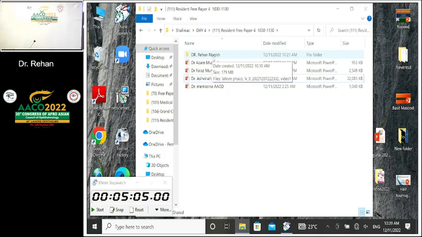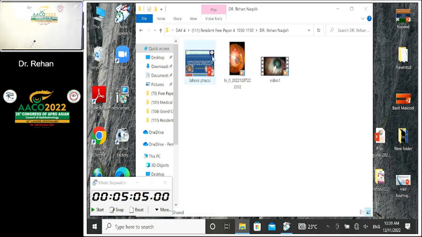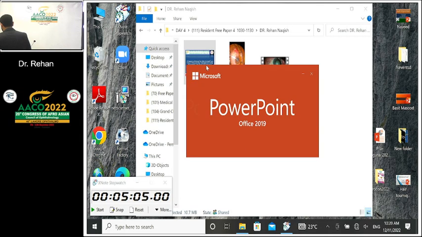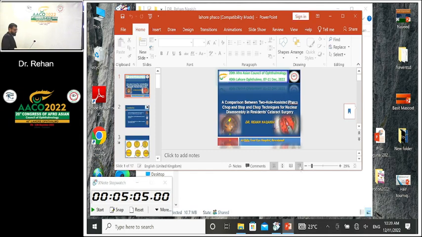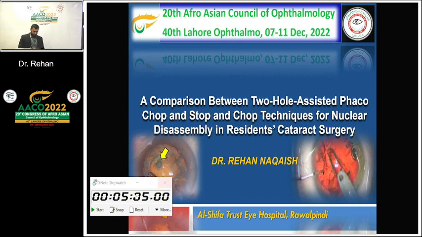Dr. Rehan Nikash will come for his talk on comparison of two-hole assisted phaco chop with stop and chop technique for nuclear disassembly in residents. Dr. Rehan Nikash. My name is Dr. Rehan Nikash. I'm from Shifa Trust, Rawalpindi, and today I'm presenting a comparison between two-hole assisted phaco chop and the stop and chop technique in residence cataract surgery.